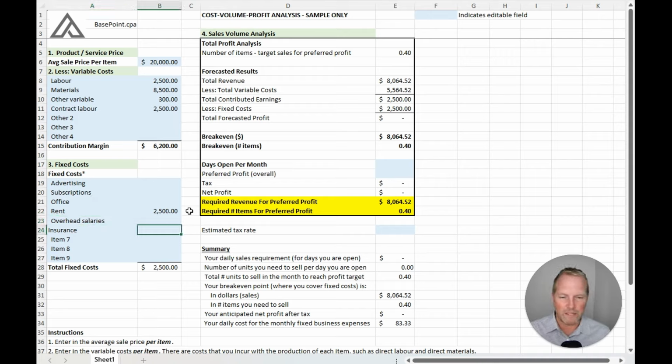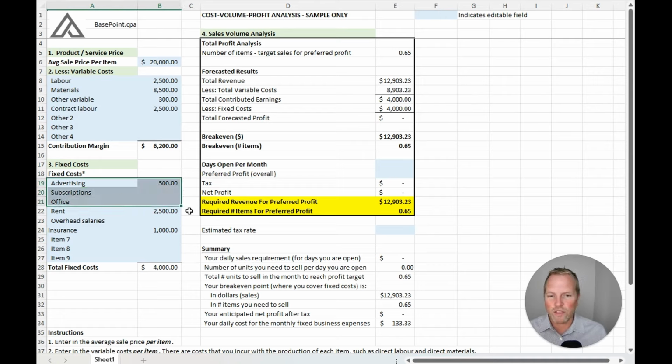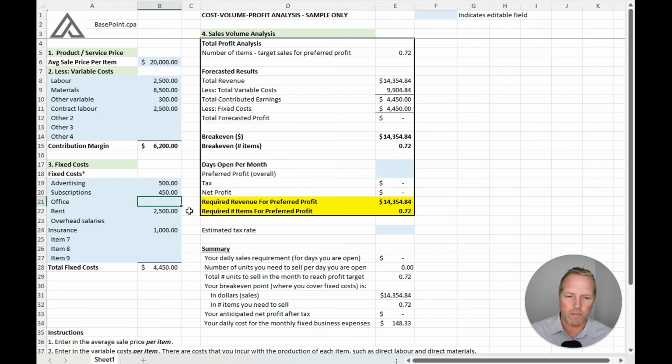Maybe you have insurance, right? You've got an insurance expense. Maybe that's another $1,000 a month. Maybe you pay $500 a month in advertising. Again, fixed costs are the costs that you're incurring regardless of your sales activity. Subscriptions, that's going to be software maybe that you have subscriptions for, maybe $450 a month there.